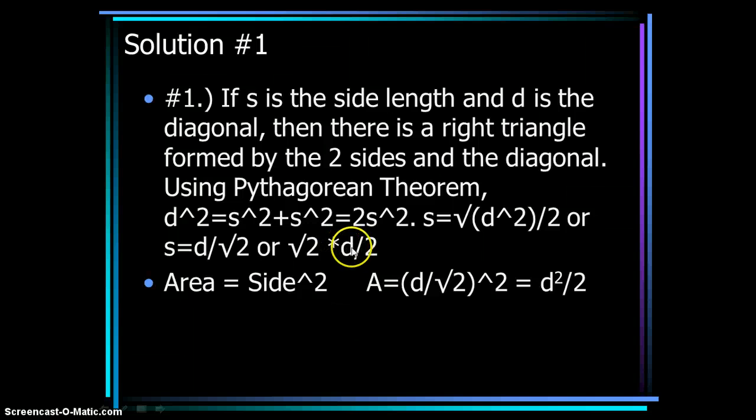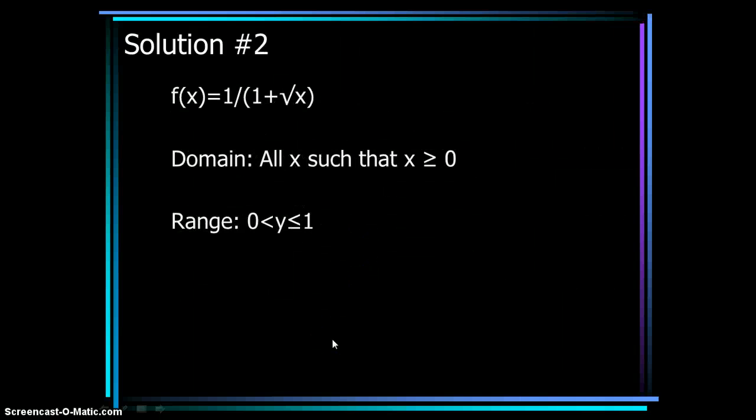Okay? The area is much simpler. Area equals side squared, and since the side is d over root 2, just square that and you get d squared over 2. So your two answers here would be: area would be d squared over 2, that's the second part, and the side would be either d over root 2, or if you remove the radical you get root 2 d over 2. Okay, not so bad.